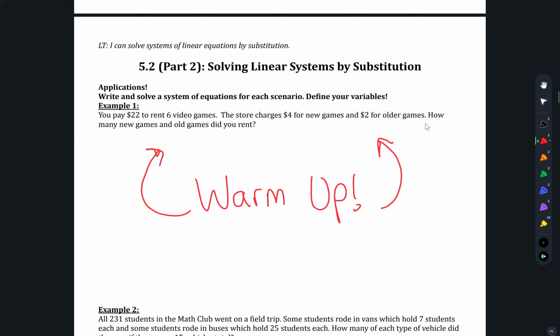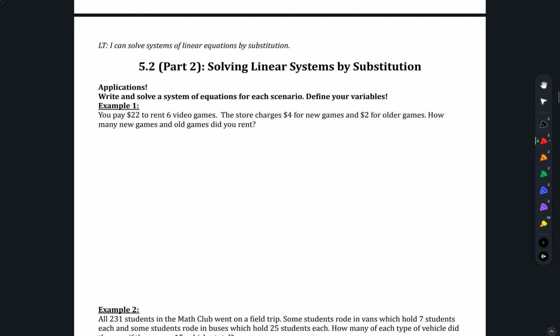Right, so let's start by going over this warm-up. We're pretty much doing exactly the same thing that we have been doing the last few days, yesterday. Let's look at this example. It says you pay $22 to rent 6 video games. The store charges $4 for new games and $2 for old games. How many new games and old games did you rent?